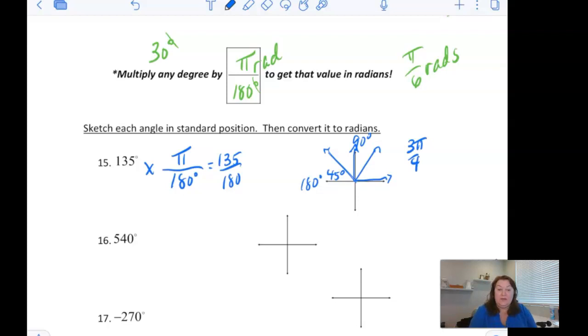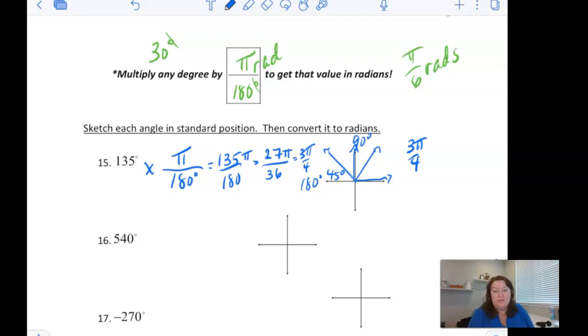Now how do I check that? Well, I have to divide and reduce the 135 over 180. So if I divide by 5, I will get 27 pi, and if I divide by 5 down here, I will get 36. And then if I divide out the 9s, hey, look, I'm at 3 pi over 4. Cool. So we have the mathy way and we have the visual way.